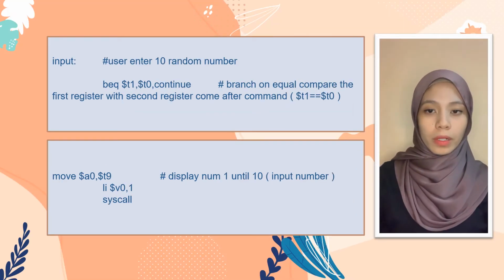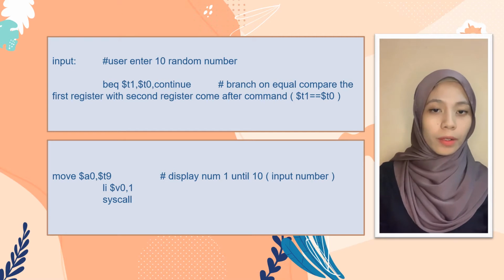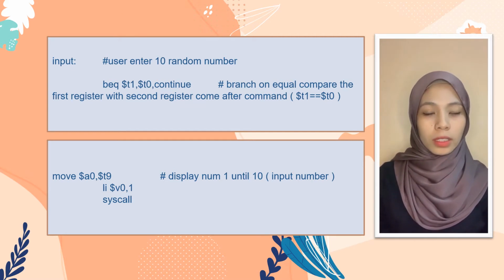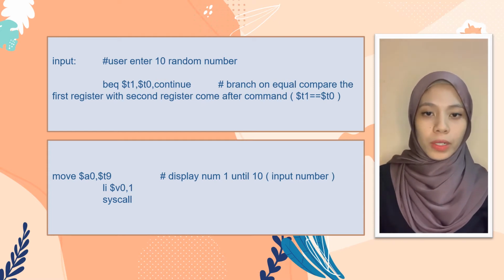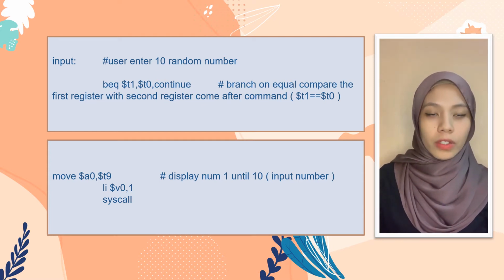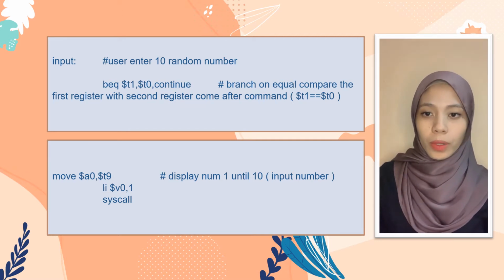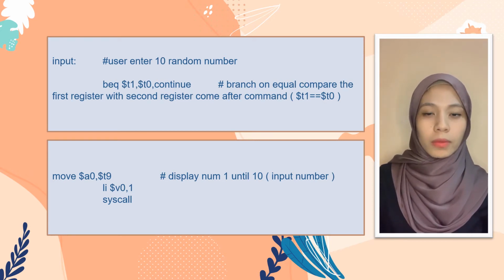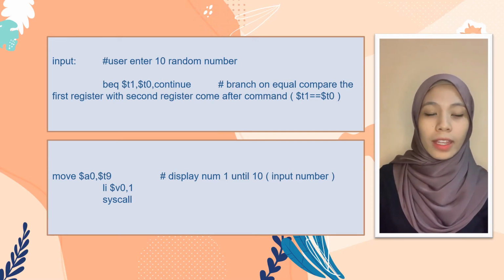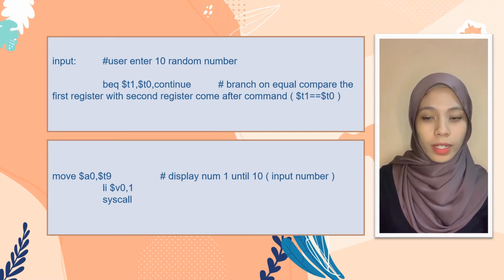BEQ stands for branch equal. It will compare the first register to the second register that come after the command. If it's true, it will go to the address that is defined after both registers. These lines mean if $T1 is equal to $T0, and at the same time $T0 is currently holding the value of 40, then it will go to the continue address.